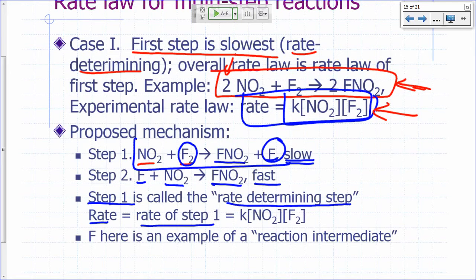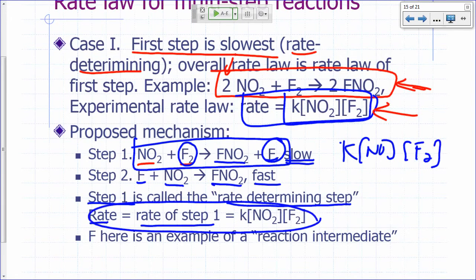What's the rate for step 1? It's just k times concentration of NO2 times concentration of F2. So that's your rate law. That would be consistent. So what do we call F here? It's not a reactant, it's not a product, right? That would be what you would call a reaction intermediate. Okay? So one experiment you might want to design in the lab, if you want to further investigate the plausibility of this mechanism, is an experiment that would allow you to detect those fluorine atoms, the reaction intermediate.